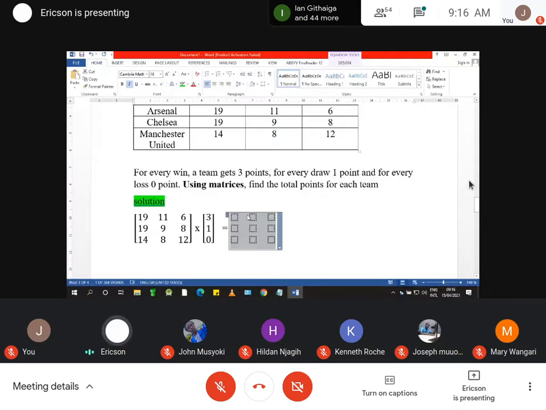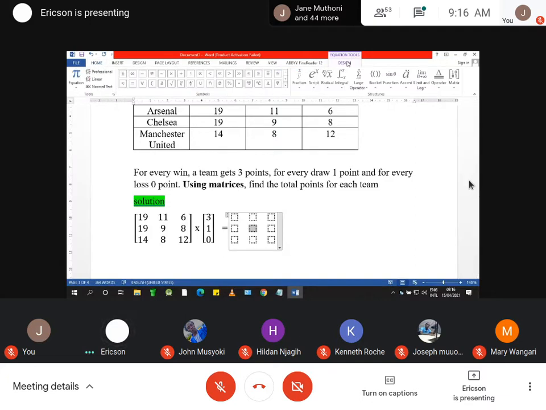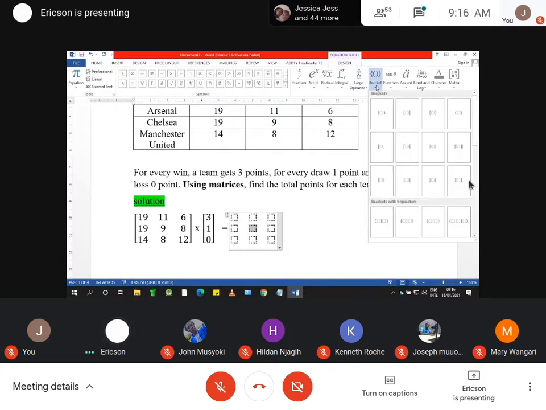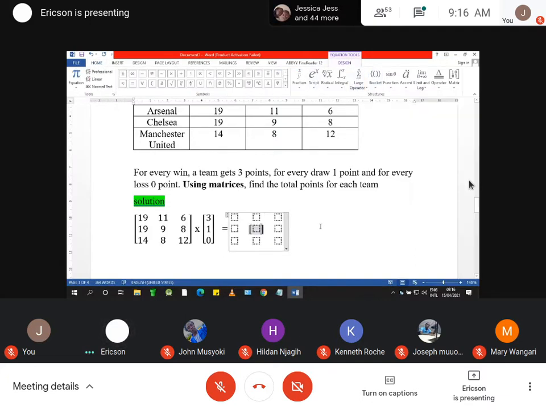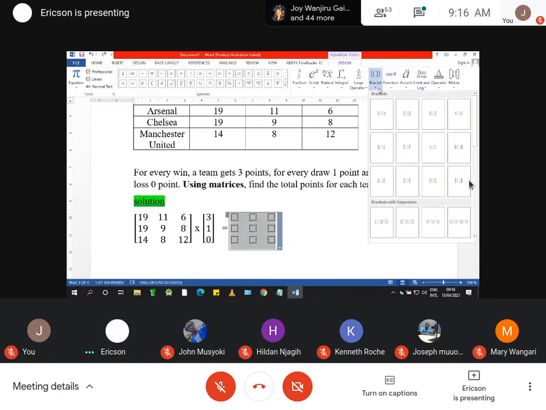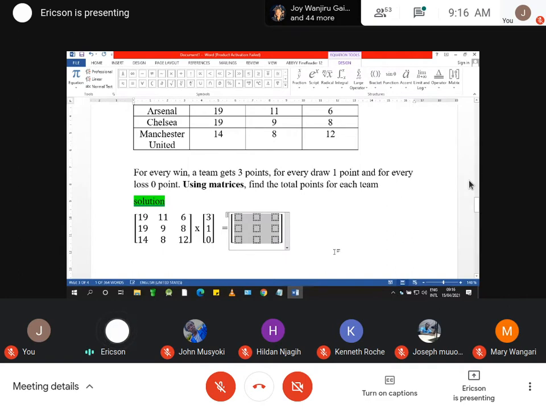So just put this here in the form of a matrix. Add brackets inside this matrix. Add brackets to the matrix. So it should be like that.